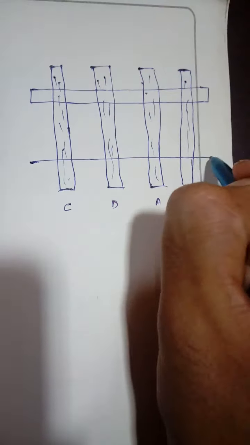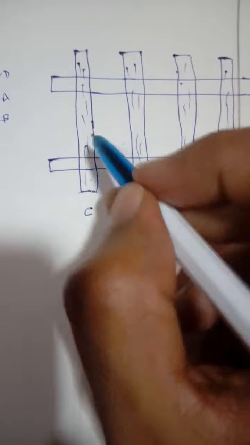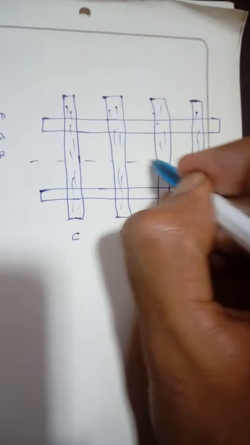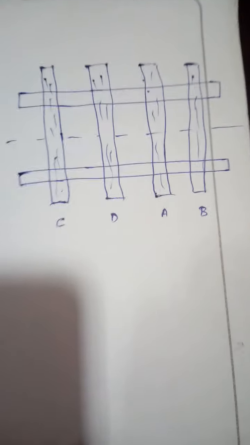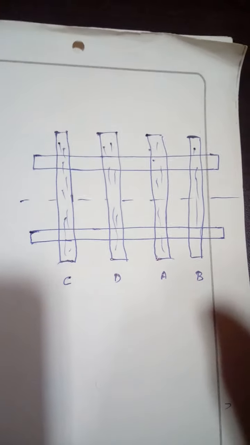Similarly, at the bottom I'll cross N plus diffusion. So C, D, A and B transistors will be formed here itself. I'll draw the demarcation line. So what are the transistors above the demarcation line? They are P transistors, and the transistors below the demarcation line are your N transistors, right?